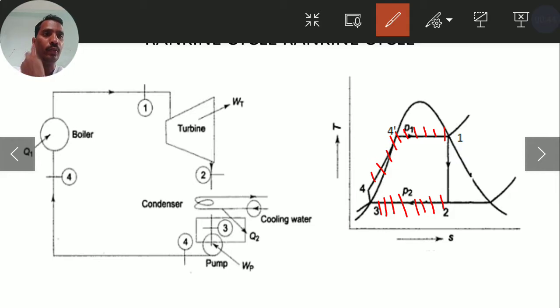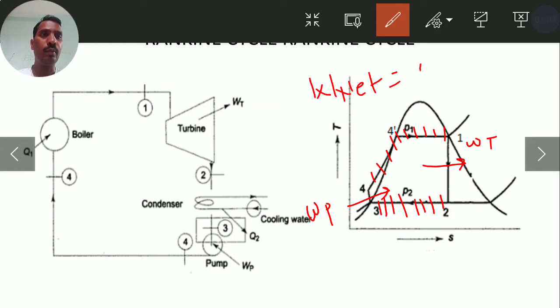1 to 2 and 3 to 4 are the work transfer processes. During process 1 to 2, you will get the work of the turbine, WT, and we have to provide WP amount of work for the pump. Then net work will be work of turbine minus work of pump. This will be the net work.